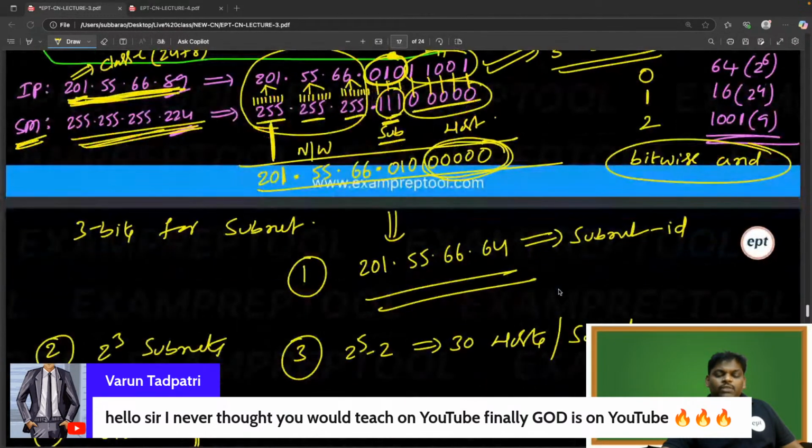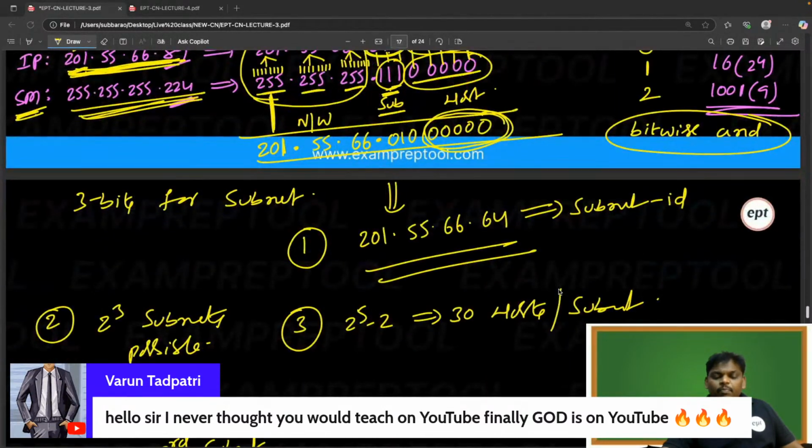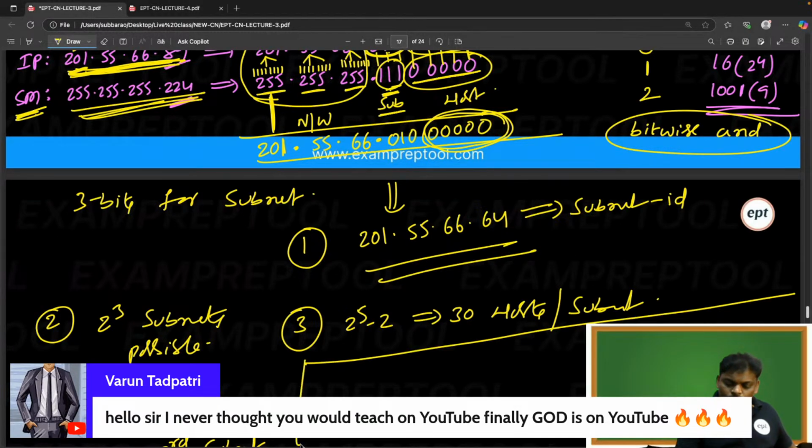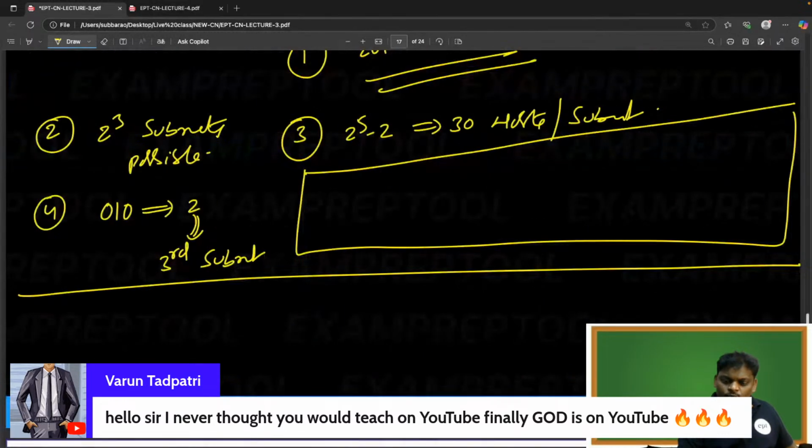Very simple. From this problem, learn only one thing. IP address and subnet mask. If you do AND operation, you will get the subnet ID. So I am writing here. This is the purpose of this problem, this note only. Everyone can take this note.